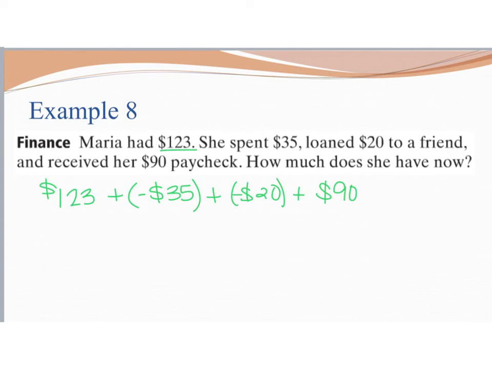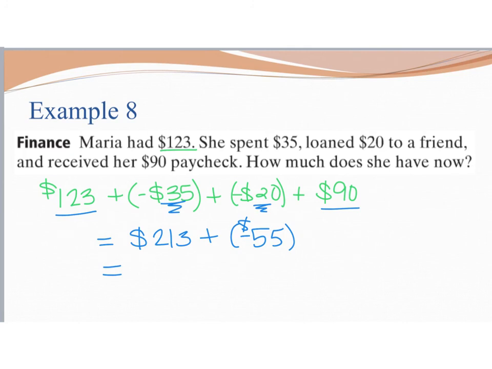So again, just like the previous problem, I'm going to add up my positive numbers, which in this case is 123 and 90. So 123 plus 90 is going to give me a positive 213. And then I'm going to add up my two negative numbers, which is a negative 35 and a negative 20. So this is going to give me a negative $55. And again, I'm just going through the thought process here. 213 is bigger than 55 because the signs are different. I look at this, and because the 213 is the bigger number, I see that the sign is positive. So thankfully, at the end of the day, Maria is going to have more money than what she actually lent out, which is a good thing.